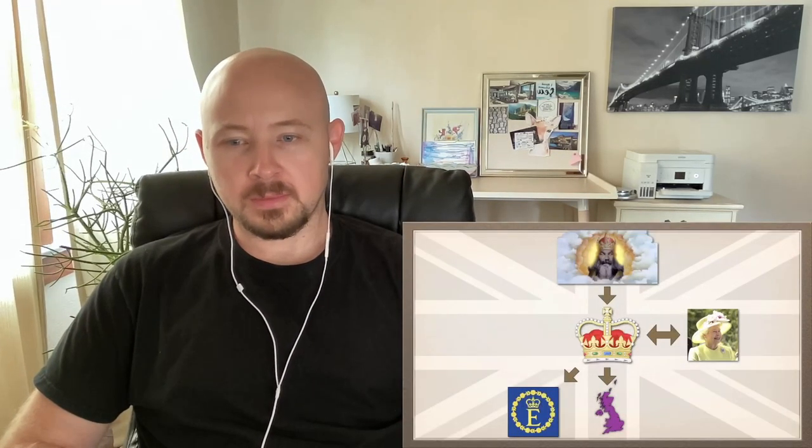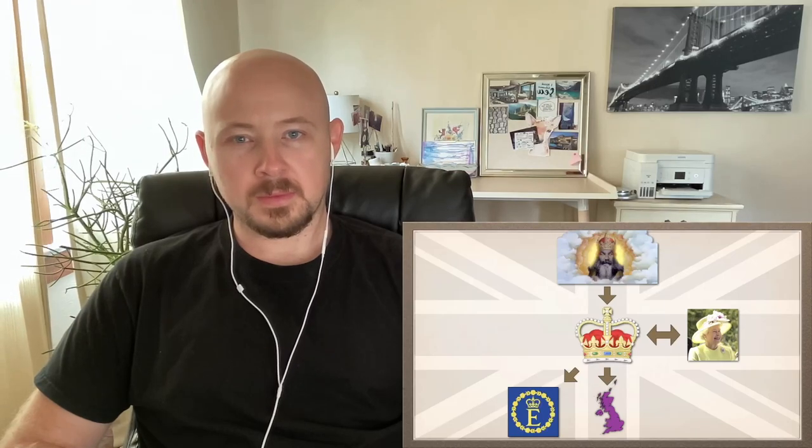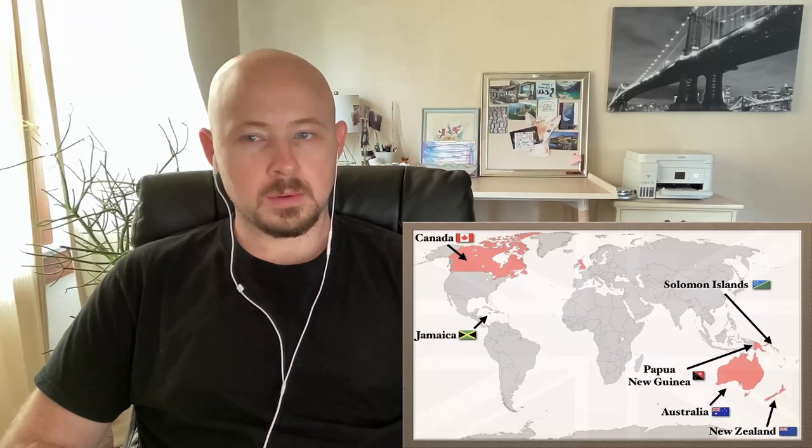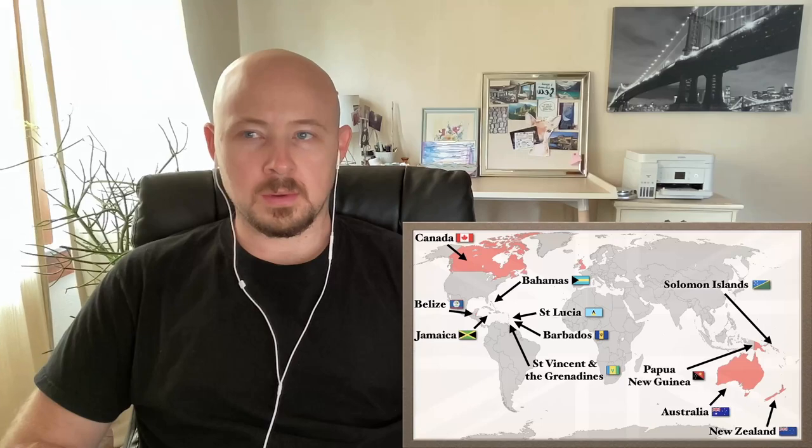Back to Canada and the rest. The former colonies that gained their independence through diplomacy and continue to recognize the authority of the crown are known as the Commonwealth Realm. They are, in decreasing order of population, Canada, Australia, Papua New Guinea, New Zealand, Jamaica, the Solomon Islands, Belize, the Bahamas, Barbados, St. Lucia, St. Vincent and the Grenadines, Grenada, Antigua and Barbuda, St. Kitts and Nevis, and Tuvalu.